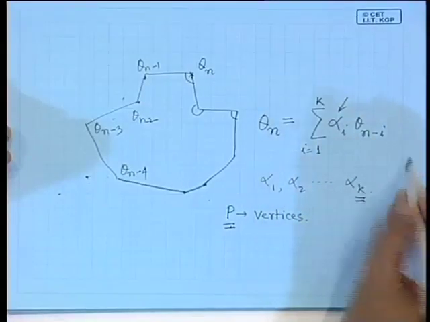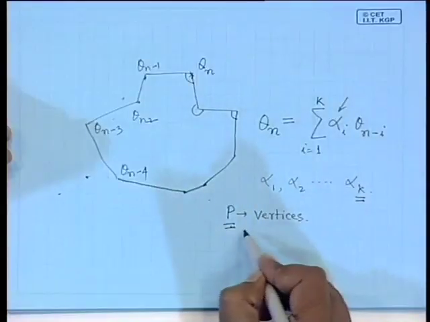Now, the problem becomes that I have to find a solution of those p simultaneous linear equations. If p is exactly the same as k, then this model is well defined, because there are k variables alpha 1 to alpha k, and I have k equations. So, I can get a unique solution. Whereas if p is less than k, I will have fewer equations than variables, so I cannot find unique values of the coefficients alpha 1 to alpha k.